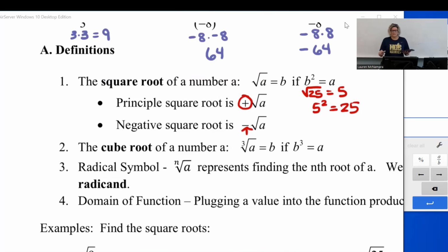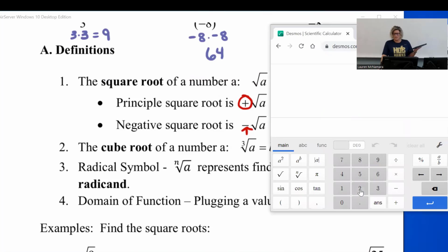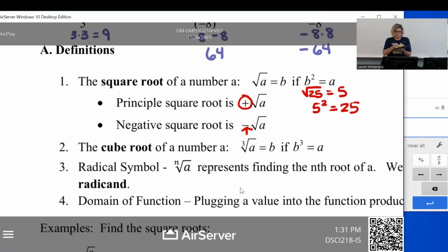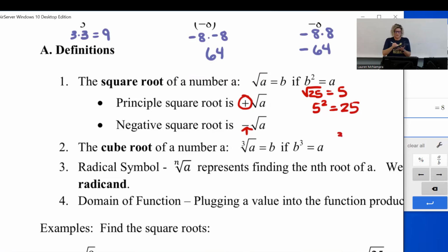All right, so let's look at a cubed root. We're going to talk about a lot of cube roots today, but 2 times 2 times 2, so 8 is a perfect cube. So the cubed root of 8 is then equal to 2 because 2 to the third is equal to 8.